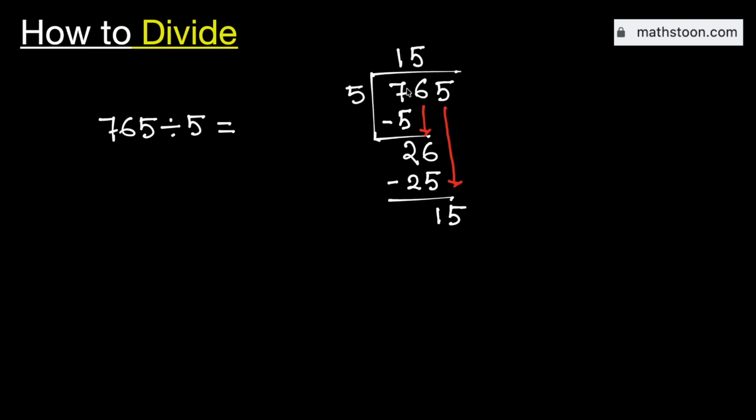And we know that 5 times 3 is 15. Subtract, we get 0. As we have got the remainder 0, we will stop. Therefore, 765 divided by 5 is equal to 153. And this is our final answer.